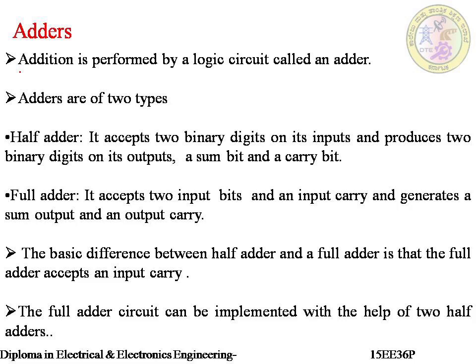Full adder accepts two input bits and also a carry input and generates a sum output and a carry output. The main difference between half adder and full adder is that the full adder accepts an input carry. The full adder circuit can be implemented with the help of two half adders.